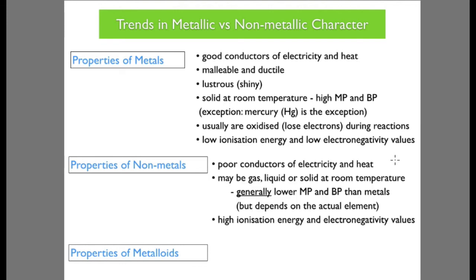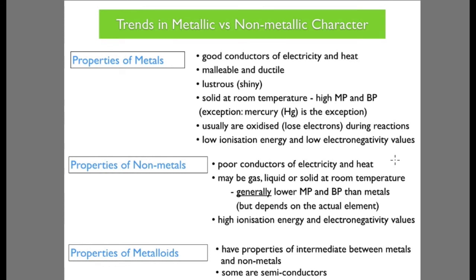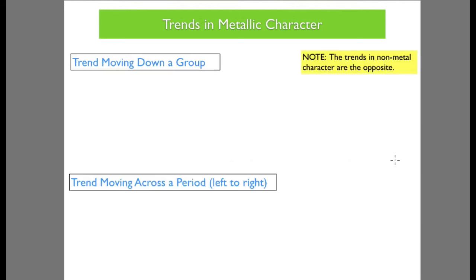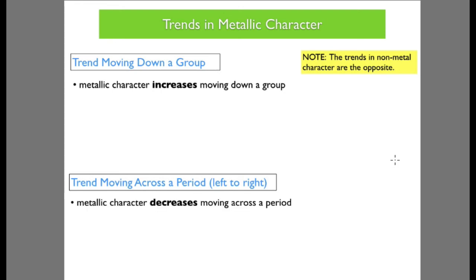Non-metals, conversely, are poor conductors of electricity and heat. They can be a gas, a liquid, or a solid at room temperature. Generally, they have lower melting points and boiling points. That does, of course, depend on the element. And they have high ionization energy and electronegativity values. The metalloids have properties which are intermediate between these metals and non-metals, and some are semiconductors. Trends in metallic character. Do note the trends in non-metals are just the opposite of this. Trends moving down a group: metallic character increases as you go down a group. Metallic character decreases as you move across a period.